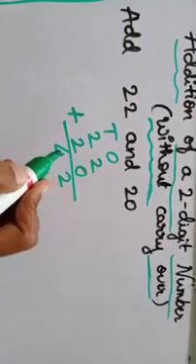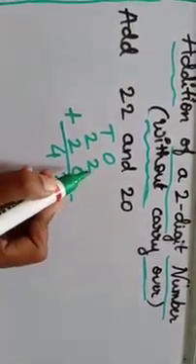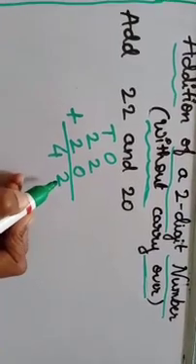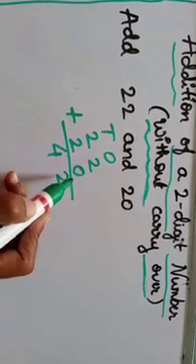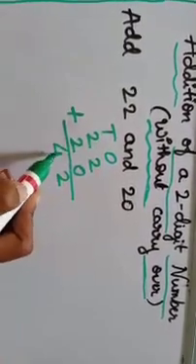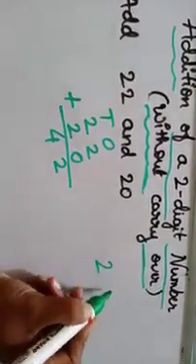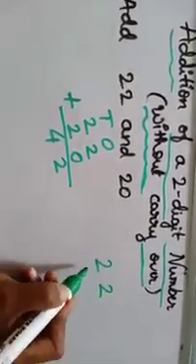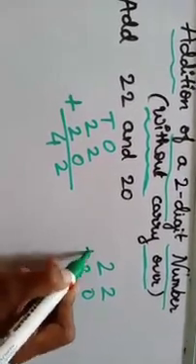And one more very important thing, children: while writing the answer, you have to write exactly below the number. Got it? How did I write? It is ones place 2, 0 and the answer I wrote here, and here also I wrote below the number. Some children will make a mistake, I will show you. 22 plus 20. So you will write like this.